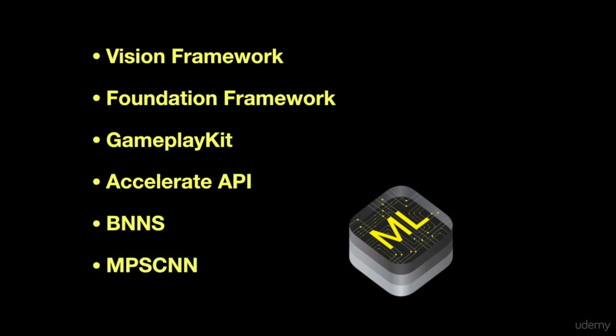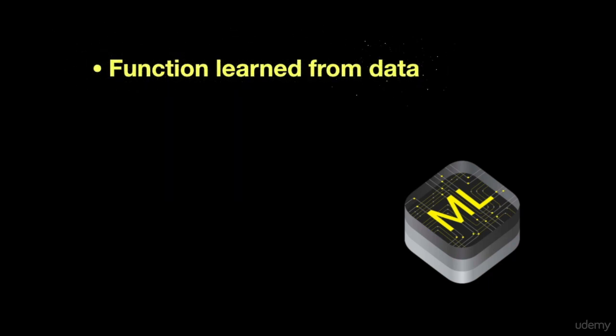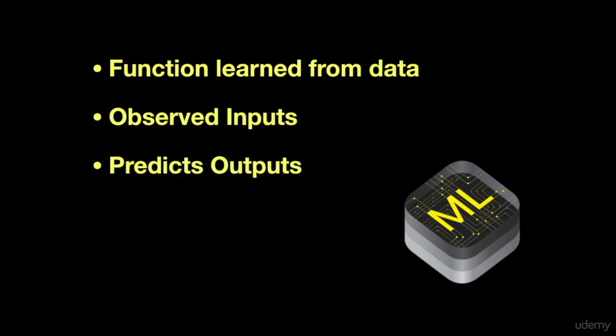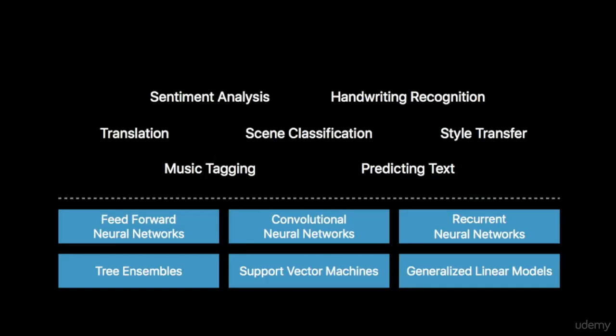So with Core ML, a model is just a function learned from data. The logic from this function is learned from data. It then takes the inputs and gives us an output. Core ML supports multiple neural network implementations, from encoding a sentiment analysis function in a feed-forward neural network to predicting text in a generalized linear model.